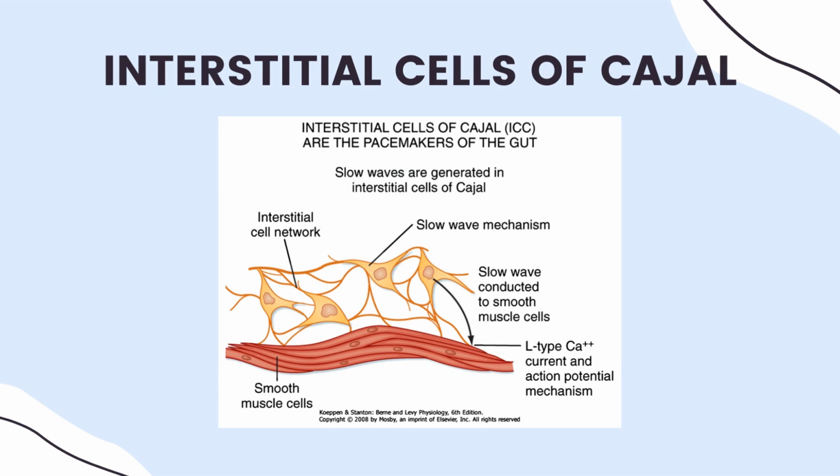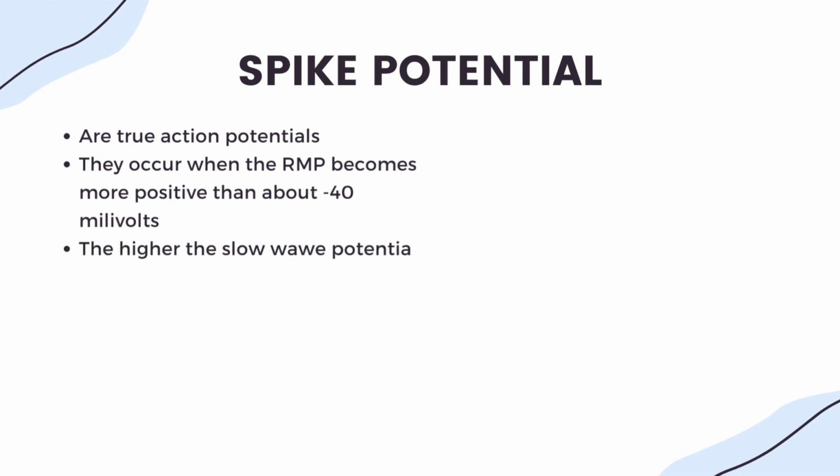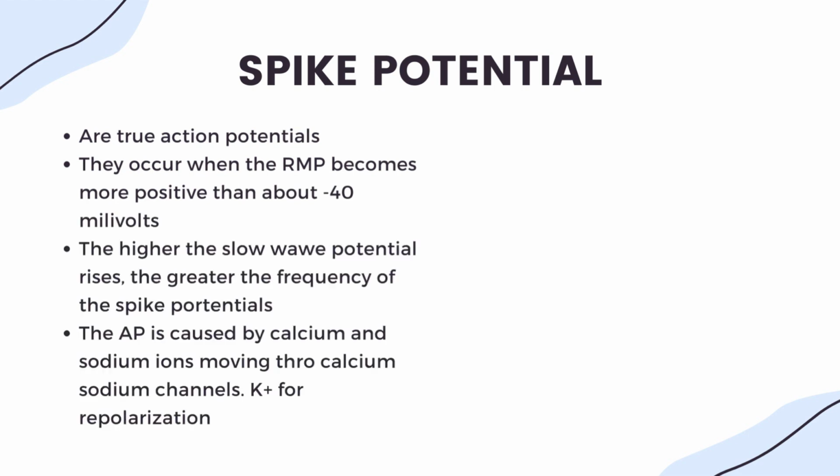Remember, these slow waves do not induce muscle contraction, but control the spike potentials. The spike potentials are true action potentials, and it is these that will cause smooth muscle contraction. The difference between slow waves and spike potentials is practically that slow waves are not action potentials, whereas spike potentials are action potentials and will cause smooth muscle contraction.